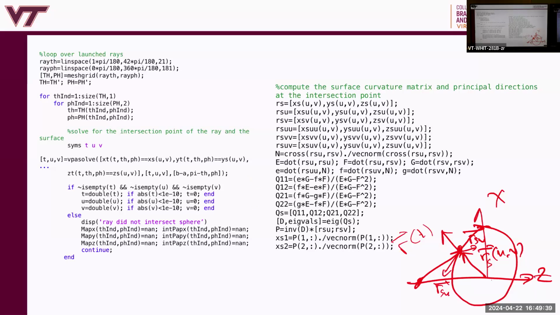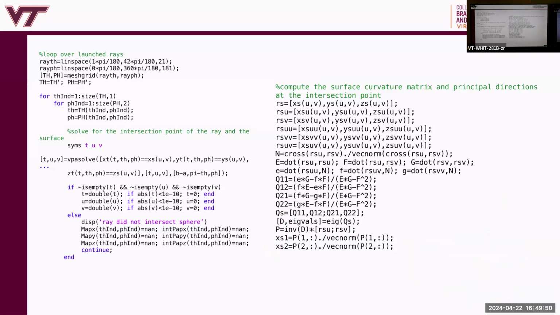And what do we get? We get this vector D. Remember, we did this before. Then you multiply the inverse of D by RSU and RSV to get XS1, XS2, which are the principal directions of the sphere, right? What do we expect XS1 and XS2 to be?